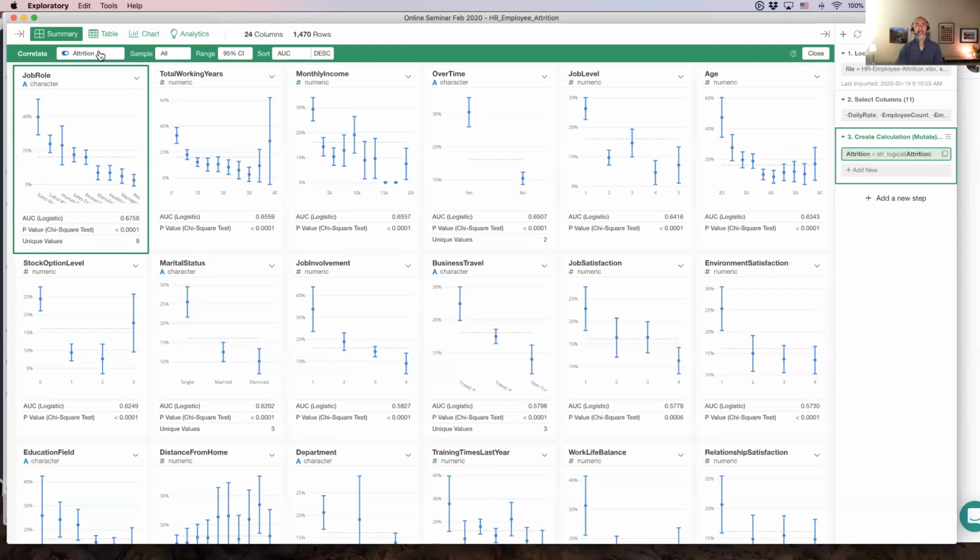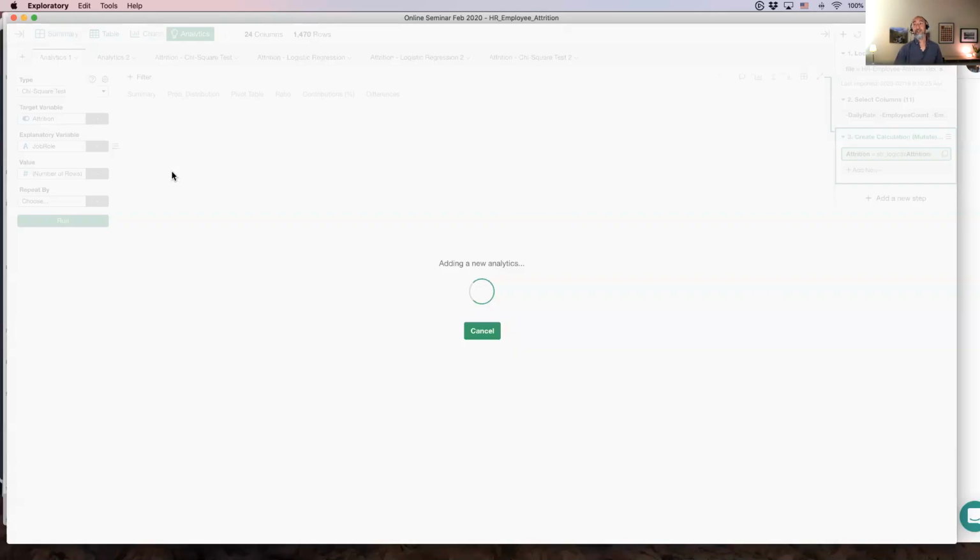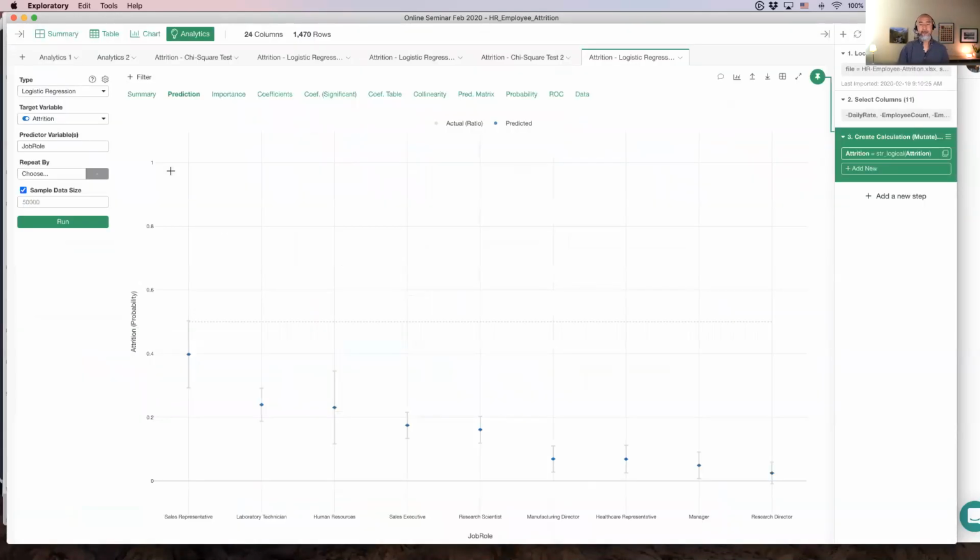So let's take a look at what type of relationship here. I'm going to go in here and set logistic regression. This is going to create the logistic regression model. Basically, what we see here is nothing different from what we saw in the summary view. On the y-axis is the probability of sales representative people leaving or laboratory technician people leaving.